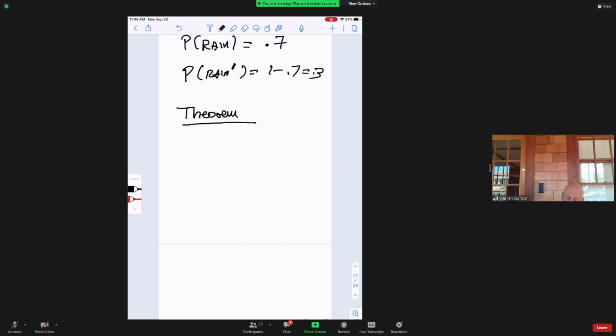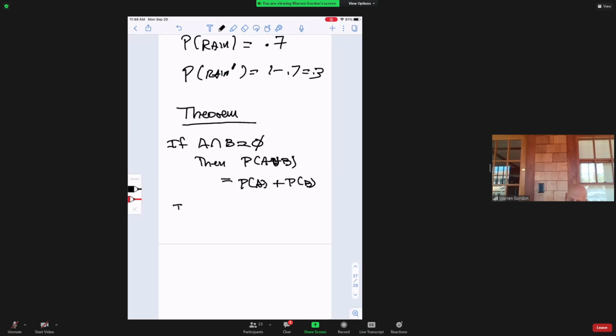We just proved above, or actually said as an axiom above, that if A intersection B is empty, if they're disjoint, then P of A union B is equal to P of A plus P of B.